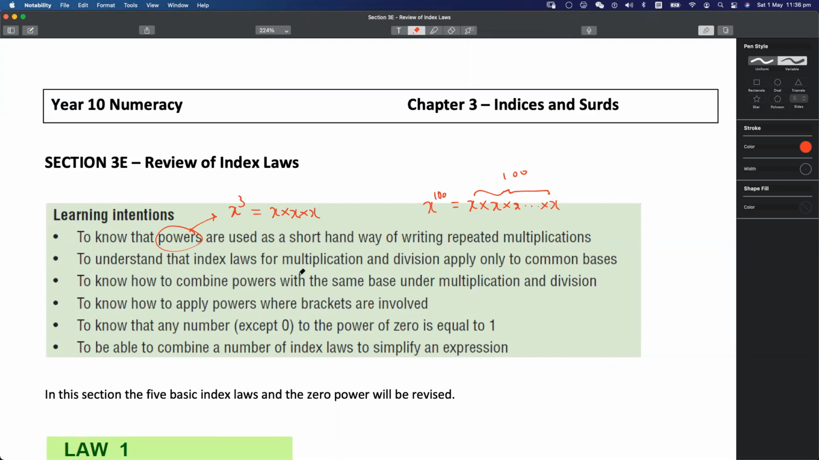To understand that index laws for multiplication and division apply only to common bases. To know how to combine powers with the same base under multiplication and division, basically the rules we're looking at. To know how to apply powers where brackets are involved. Remember, brackets first. To know that any number except 0 to the power of 0 is equal to 1. To be able to combine a number of index laws to simplify an expression.